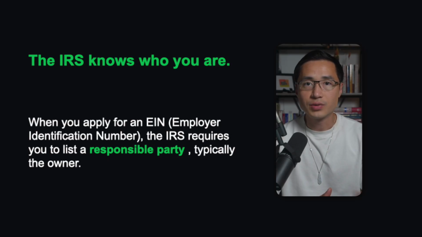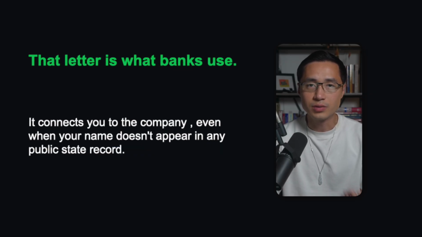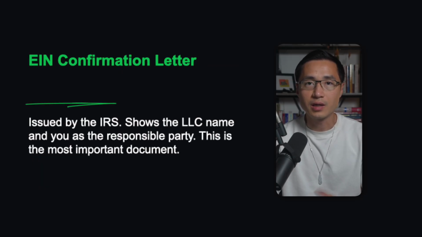Once the IRS issues your EIN, they send you a confirmation letter that shows both the name of the LLC and the responsible party tied to it. And that letter is what banks use to connect you to the company, even when your name does not appear in any public records. In addition to the EIN confirmation letter, the banks will usually ask for a few other documents to complete the account opening.